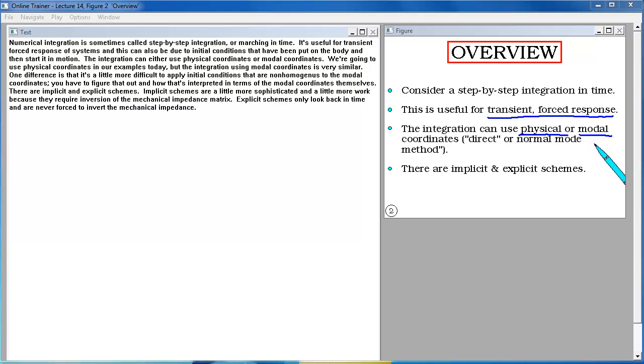One difference is that it's a little more difficult to apply initial conditions that are non-homogeneous to the modal coordinates. You have to figure that out and how that's interpreted in terms of the modal coordinates themselves. There are implicit and explicit schemes. Implicit schemes are a little more sophisticated and a little more work because they require inversion of the mechanical impedance matrix. Explicit schemes only look back in time and are never forced to invert the mechanical impedance.